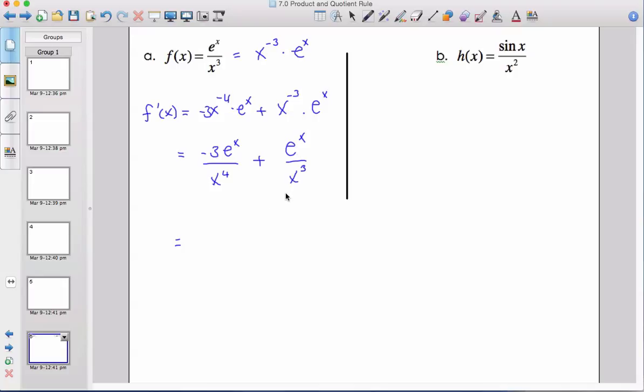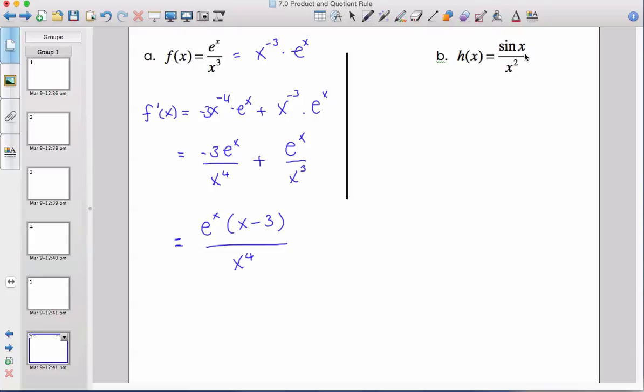Okay. That would be e to the x times (x minus 3) over x to the 4th power. Try algebraically putting it together and see if you can get this one. All right. Next question, our last question, is sine x over x squared.